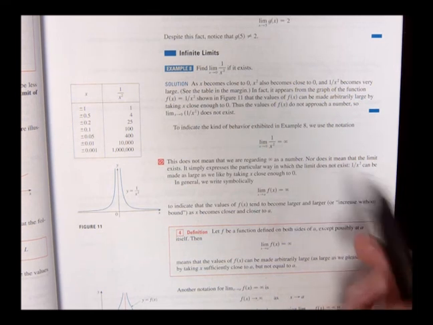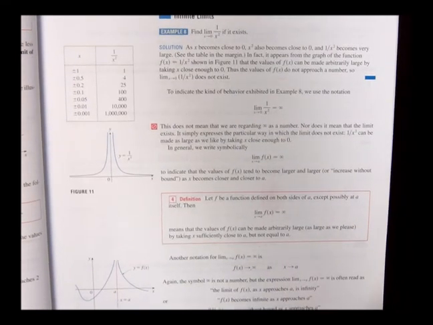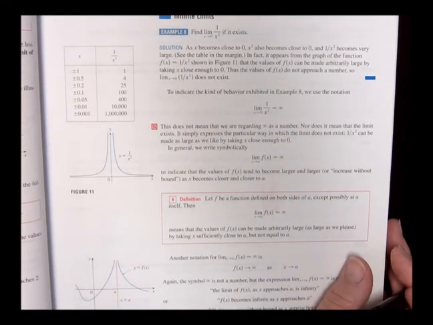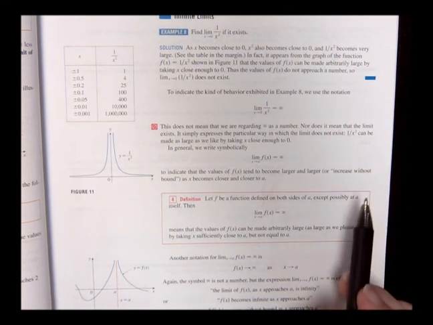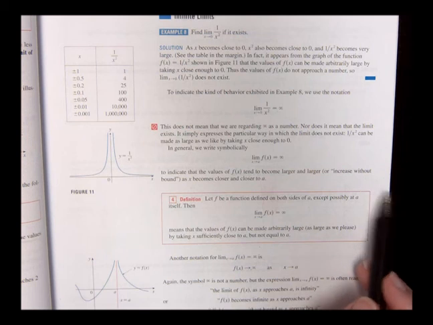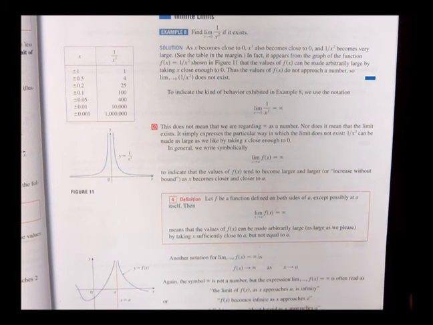Now, this does not mean we regard infinity as a number. Again, infinity, we can never get to it. But it does tell us that it increases without bound, or maybe decreases without bound if it's going down.